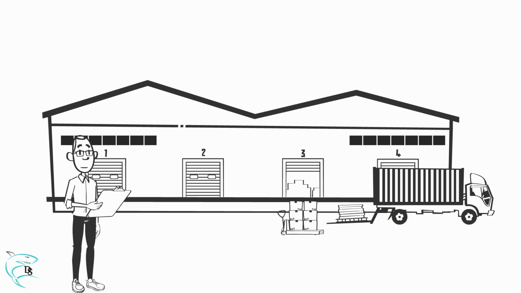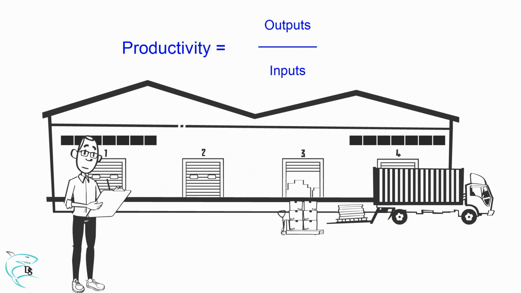potential? Using some basic math, we can chart the path our production should be taking if it's firing on all cylinders. The formula needed contains only division. Productivity equals outputs divided by inputs. Because outputs are the products you're selling and inputs represent the effort your company is putting in, you want the number for productivity to be as high as possible.